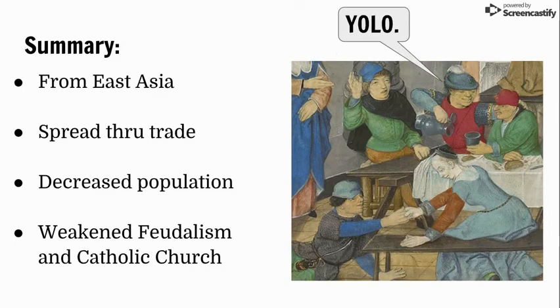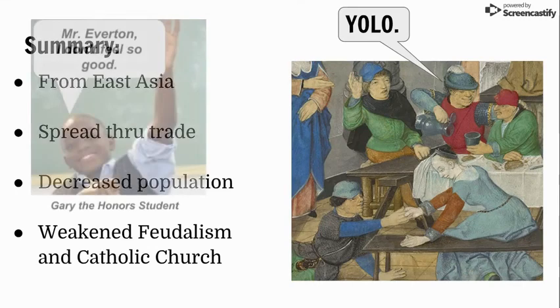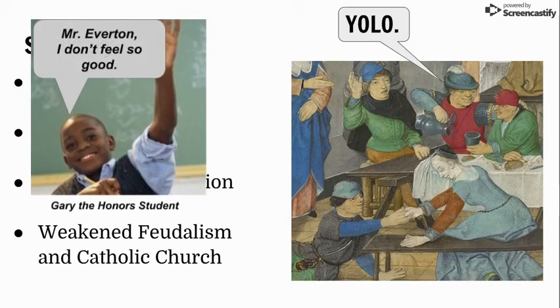So, summary, the Black Death came from East Asia, spread through trade, decreased the population, and weakened feudalism and the Catholic Church. But even though there was this huge time of misery and just overall sadness and melancholy, and people were whipping themselves in the streets, it also allowed for many great periods and times, many military inventions, many inventions overall, and it allowed for eras like the Renaissance and other great periods in time to happen.